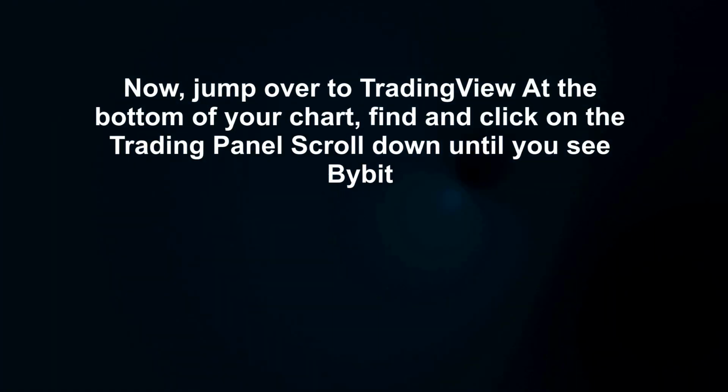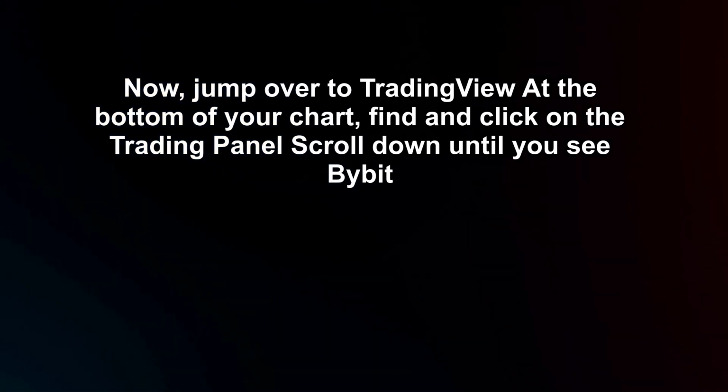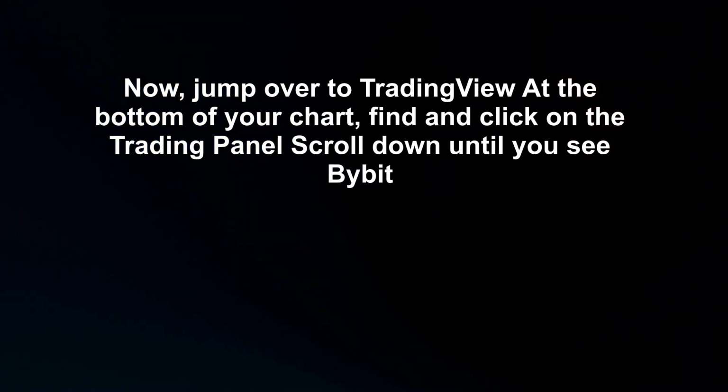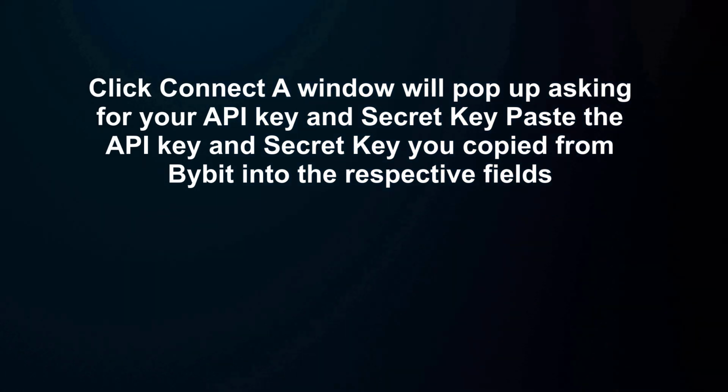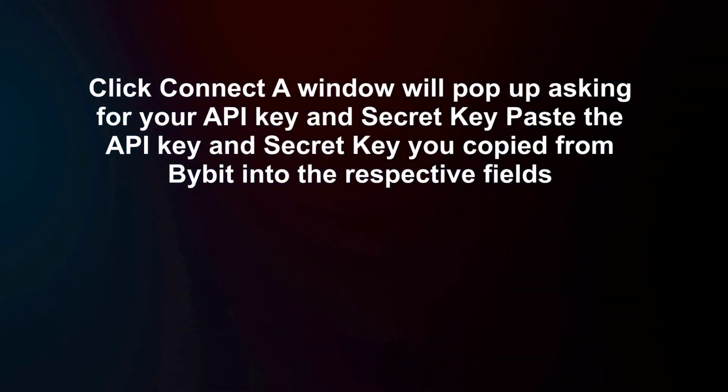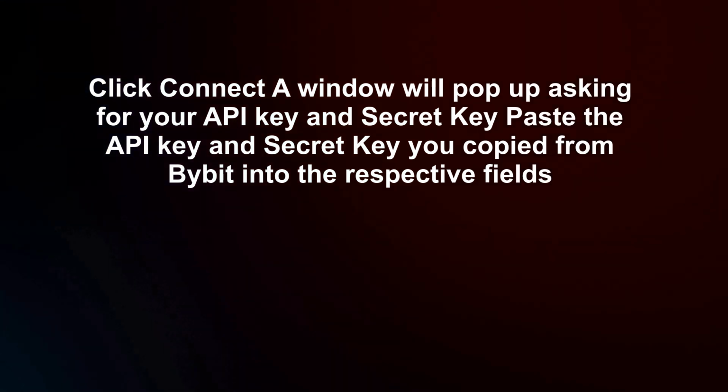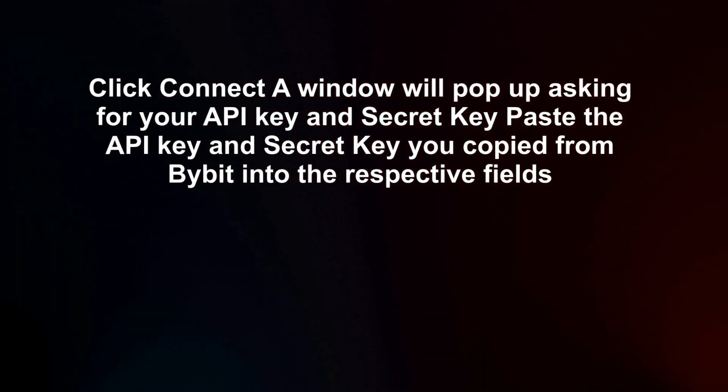Now, jump over to Tradingview. At the bottom of your chart, find and click on the trading panel. Scroll down until you see Bybit. Click Connect. A window will pop up asking for your API key and secret key. Paste the API key and secret key you copied from Bybit into the respective fields.